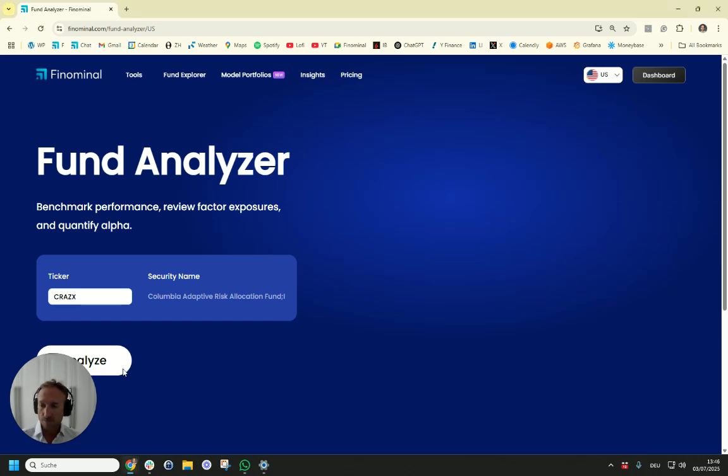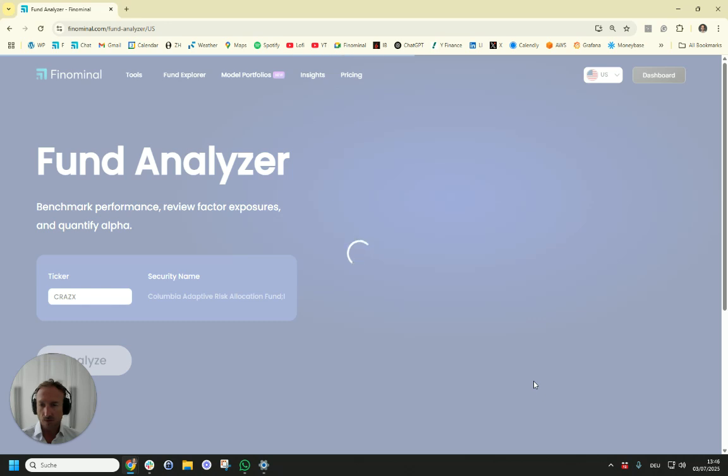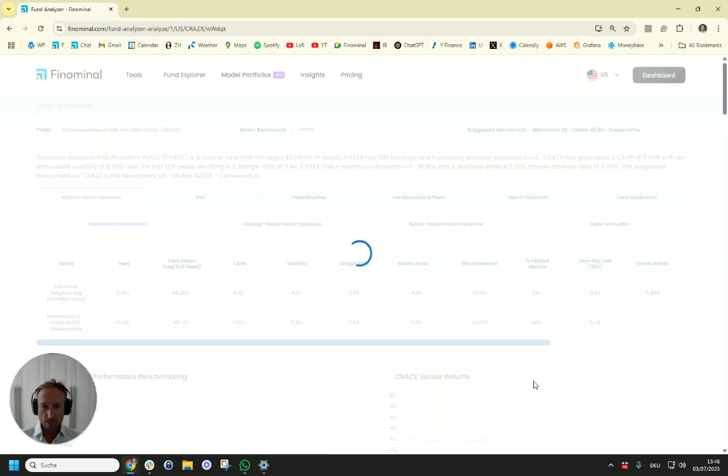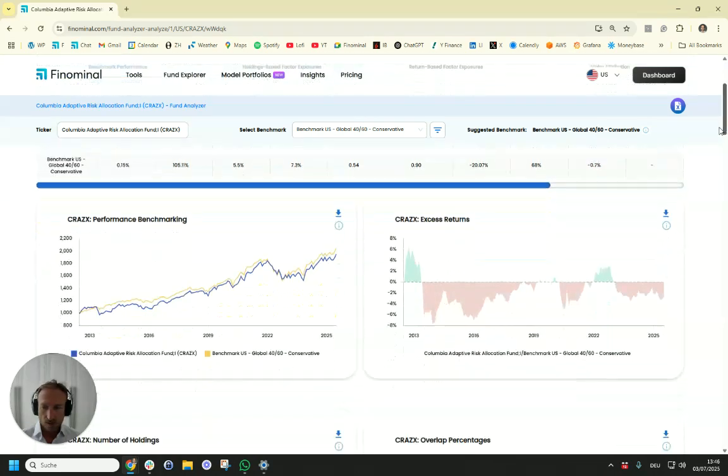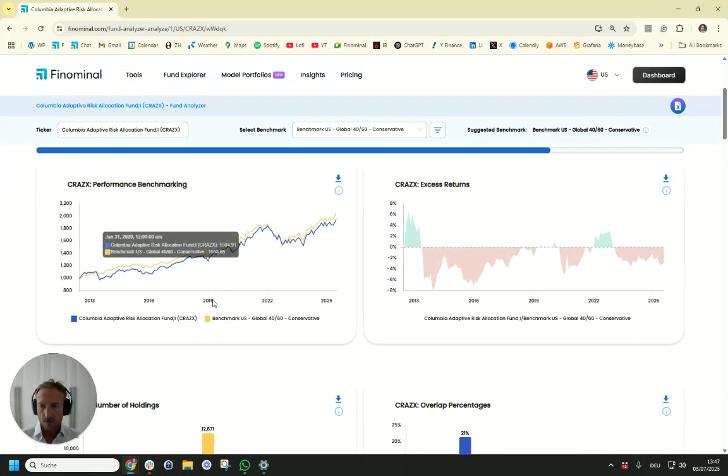So let's investigate in terms of what makes this fund successful. And we're going to kick off with a benchmarking analysis. Now, our auto-suggested benchmark is the global 40-60 portfolio, which means 40% allocation to global equities and 60% allocation to US investment grade bonds. Now, we have a track record of CRAZX since 2012.